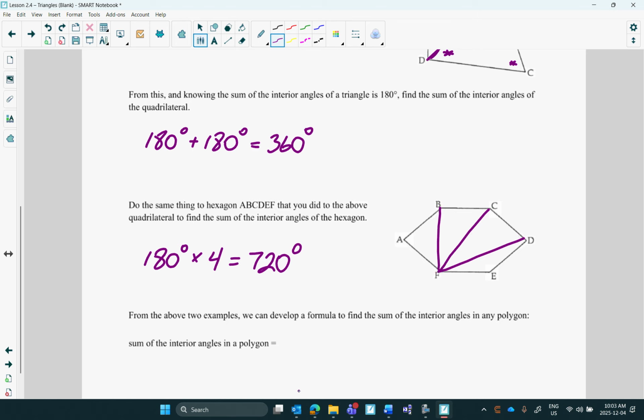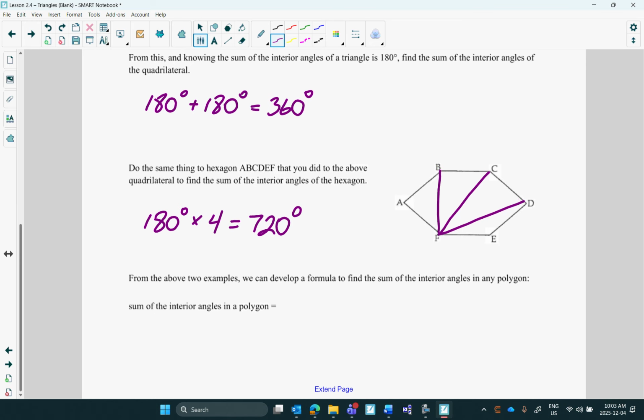So remember, if it was 4 sides, I could do 2 triangles. 6 sides, I could do 4. How many triangles do you think I could do with 7 sides without having to draw it? 5. How many with 9? 7. See the pattern? 2 less.